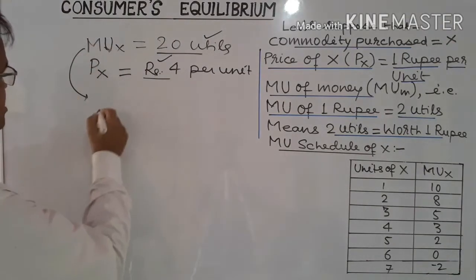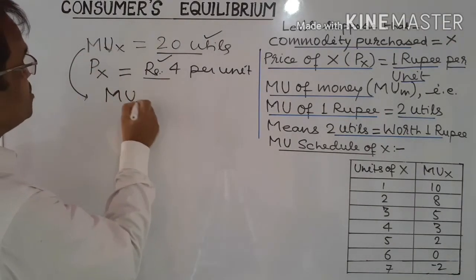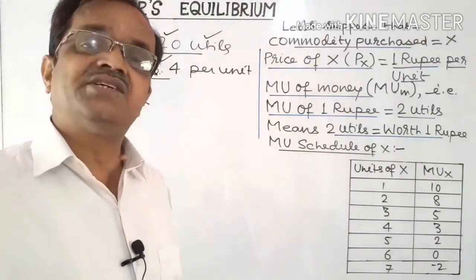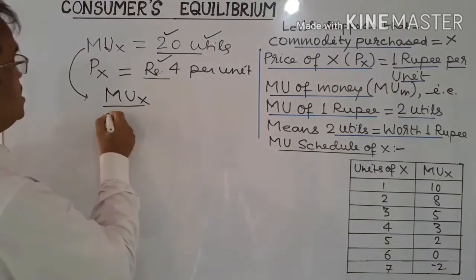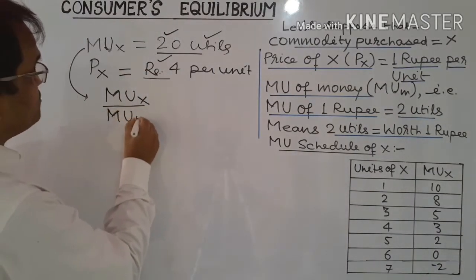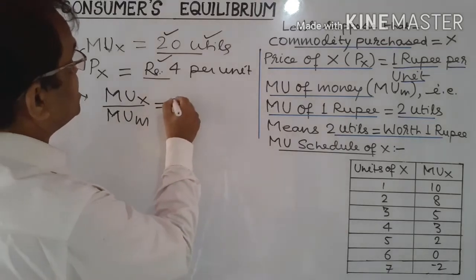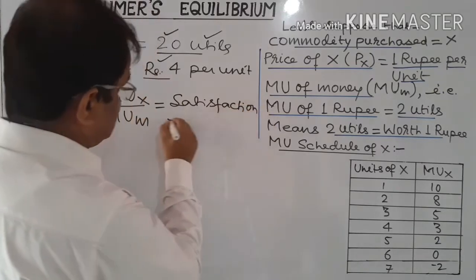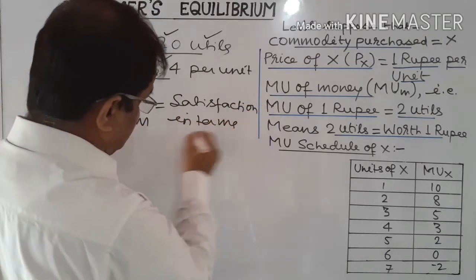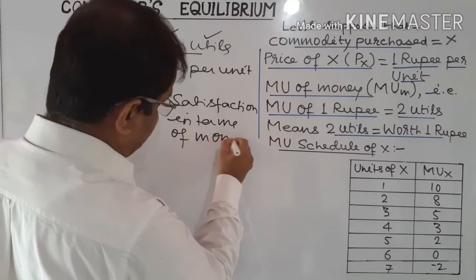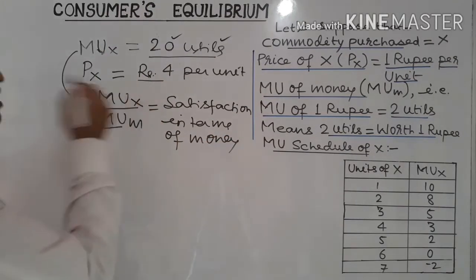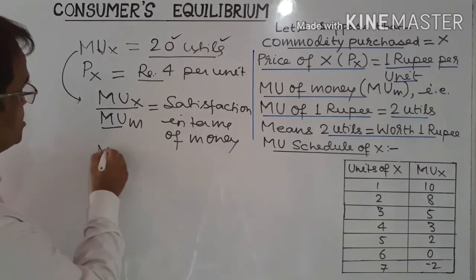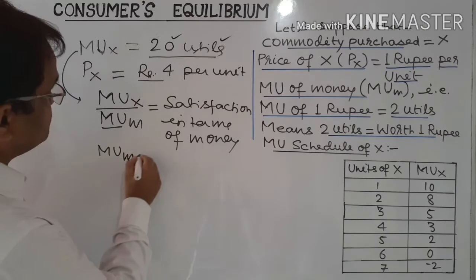The marginal utility derived from this consumption unit is converted into rupee terms. How? It is divided by the marginal utility of money. That gives the satisfaction in terms of money. Means what we do, we just divide the marginal utility derived from that particular unit of a commodity by the marginal utility of money, that is, marginal utility of 1 rupee.